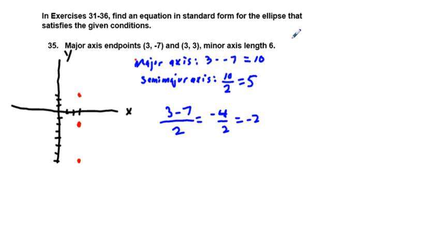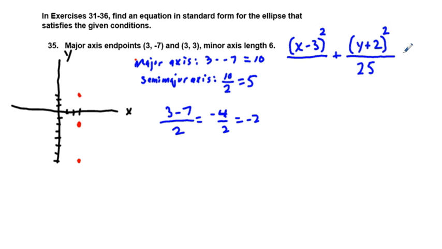We're going to have x, and we went to the right, so it's going to be x minus 3 squared over what we don't know yet, plus y. Well, we're shifted down 2 units, so it's going to be y plus 2 quantity squared, and we know our semi-major axis is 5, and 5 squared is 25. And that's equal to 1 to the right.